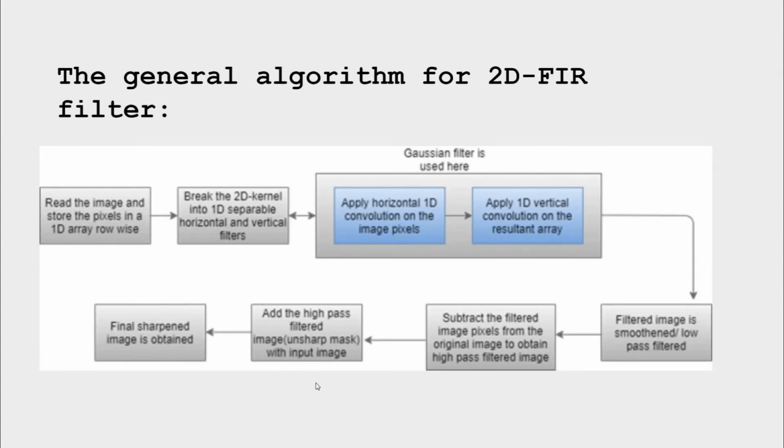And this is the general algorithm for the 2D FIR filter, where we read the image and store it in a 1D row. We perform the horizontal 1D convolution followed by the vertical convolution. The filtered image is a slightly blurred or smoothened version. We subtract that from the original image to obtain the high pass filtered image. We add that unsharp mask to the original image, and the final image is obtained.